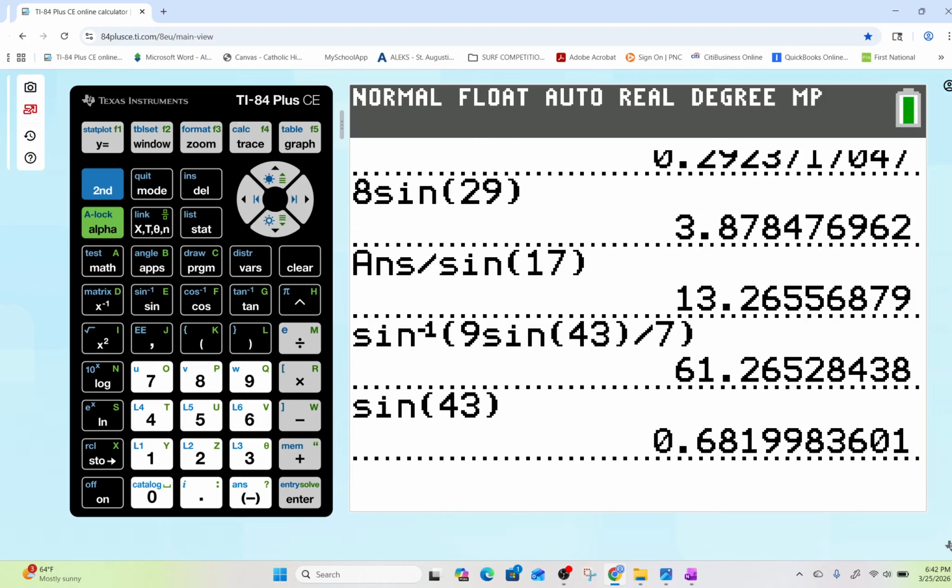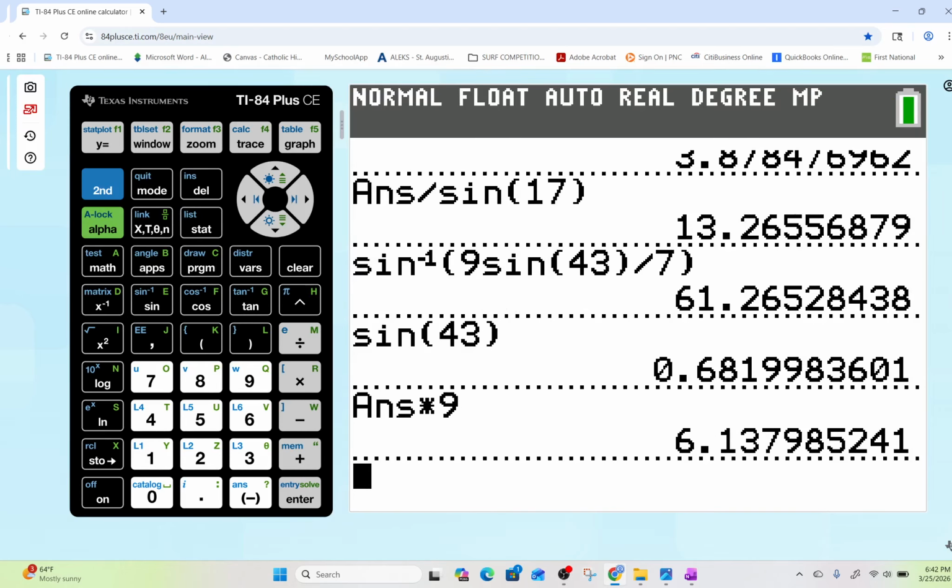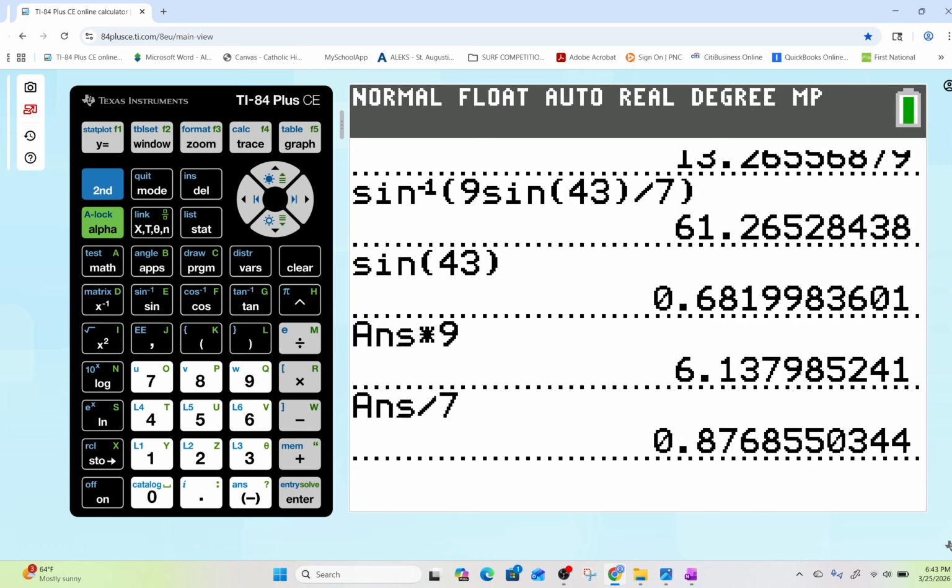And then you're going to have to multiply by 9, okay? And then you'd have to divide by 7. And then you have this decimal number, right? And what I can do is I can take the inverse sine, so second sine. Now watch what I'm going to do here.